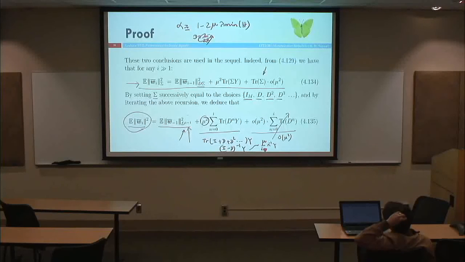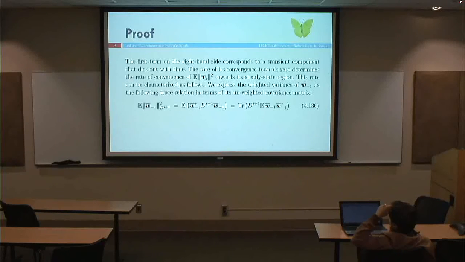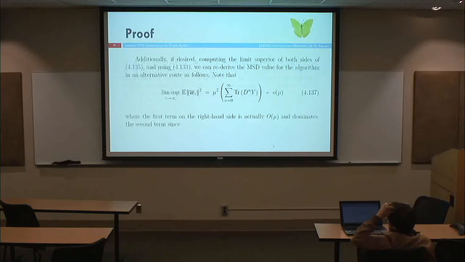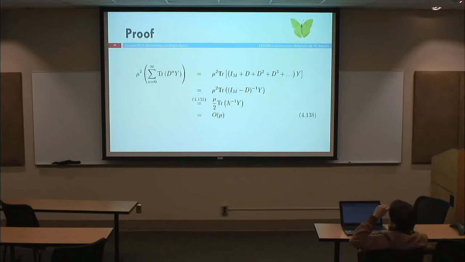After convergence, right? This term goes away. This term is higher order power in mu. This term is first order power in mu. It gives me the MSD value. So this is another way for you to get the trace of H inverse RS. Because what is mu over 2 lambda inverse Y? Let's do it here. You see, what is trace of lambda inverse Y? Right? Here it is. Okay.